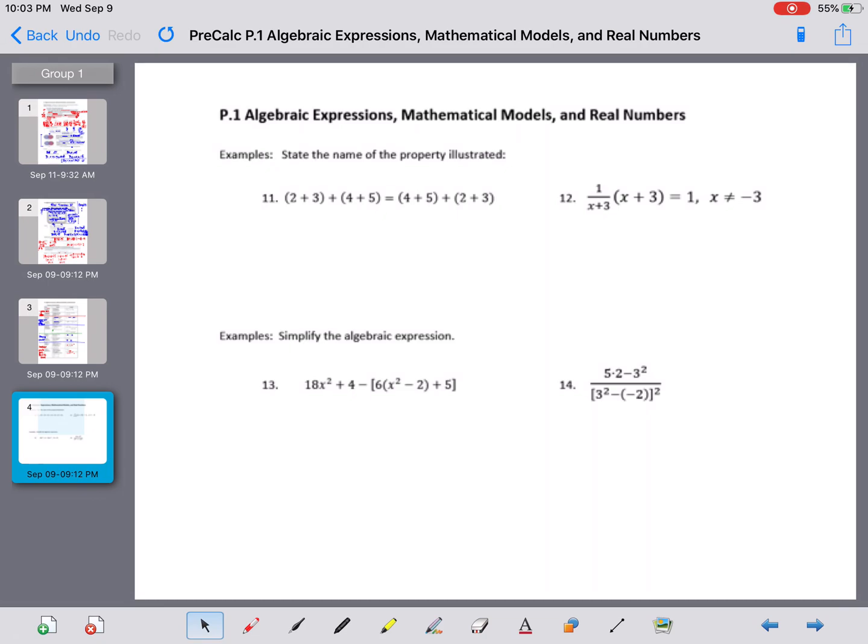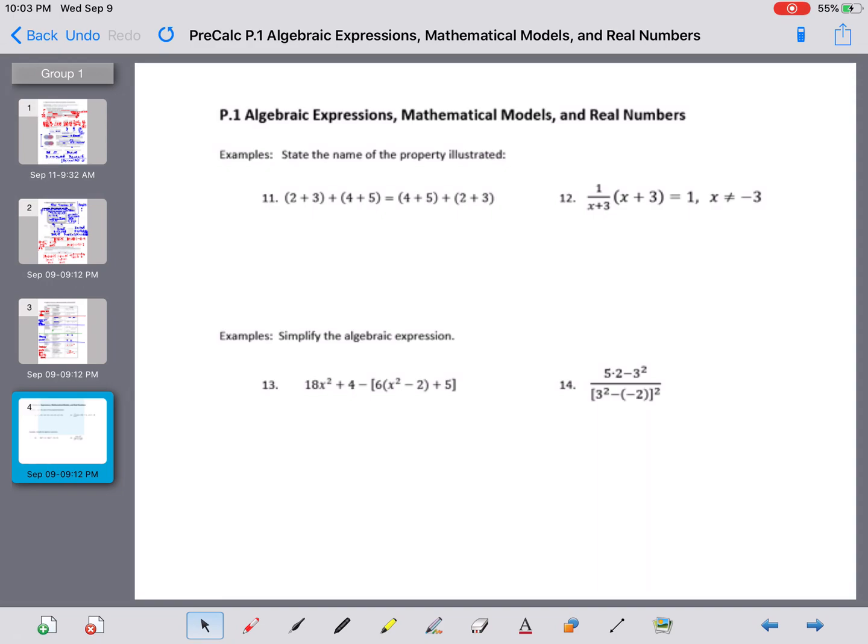All right. So on 11 and 12, I'm saying state the property you see illustrated. And please be specific as far as addition, multiplication, or as specific as the property allows you to go. So the first one in 11, I see in parentheses 2 plus 3 plus the parentheses 4 plus 5 equals in parentheses 4 plus 5 plus parentheses 2 plus 3.